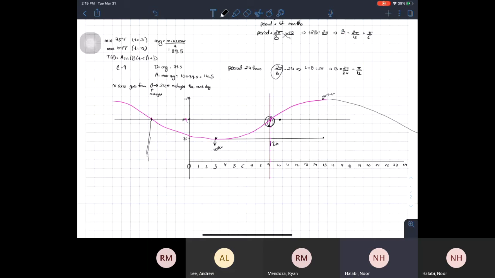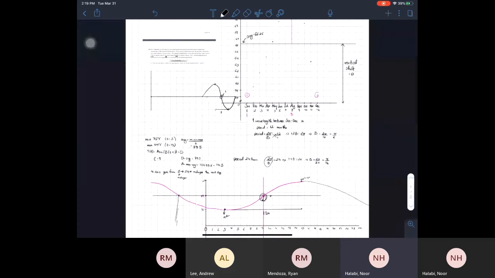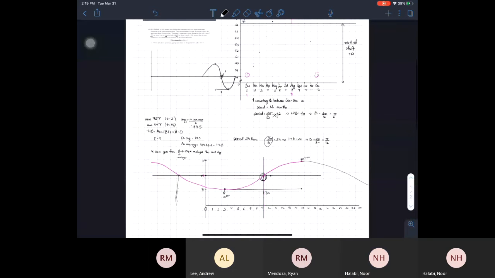We love your explanation, Andrew. But yeah, this is it, I guess. Hopefully that makes some sense. So you got all the variables.